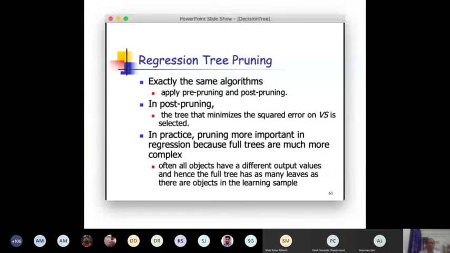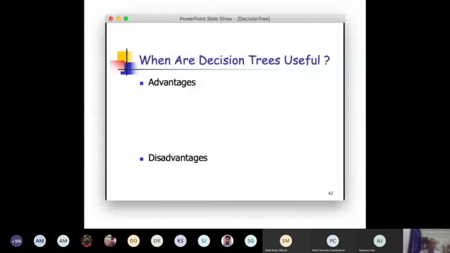And often all objects have different output values, and hence the full tree has as many leaves as there are objects in the learning sample. So this is the problem with regression. If you really try to make it consistent, it becomes almost meaningless. And also it would be very large. So that's why it is suggested that you may have to stop at a certain point. So pre-pruning is also a strategy, I think it is better, it is more followed here, although it is not written. That seems to me more rational.